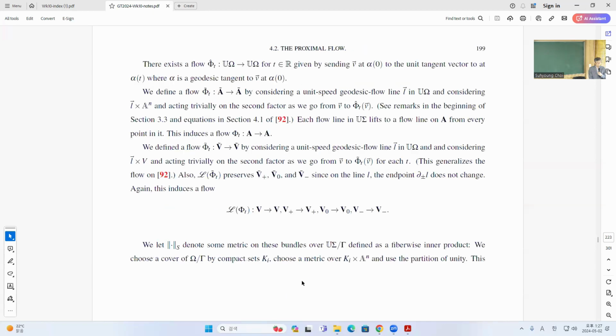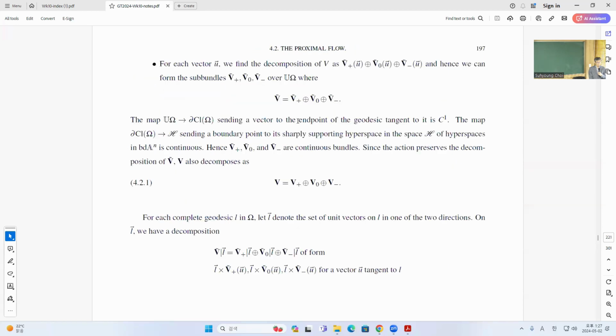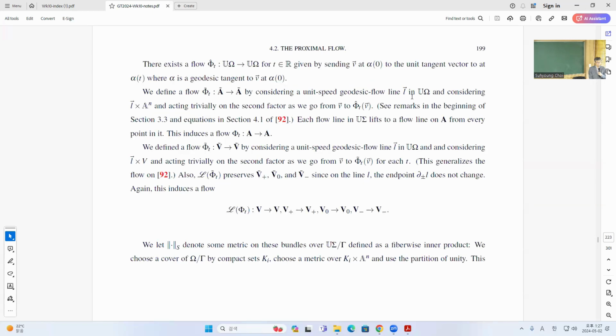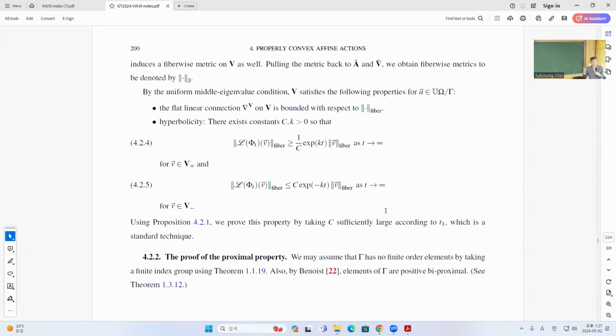Okay. And so this flow you can define here, and then you can also define the flow on this A tilde. So we did define it for B tilde, right? And then we define it for A tilde by just again using the geodesic flow and then a trivial factor on A in these other factors. And so we define this flow on the unit tangent bundle. And so this linear part also will preserve this decomposition.